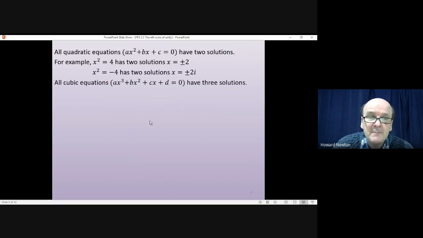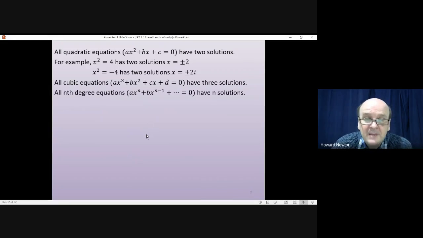And in the same way, all cubic equations have got exactly three solutions, and all nth degree equations have exactly n solutions. And they may well be a mixture of real solutions and complex solutions.